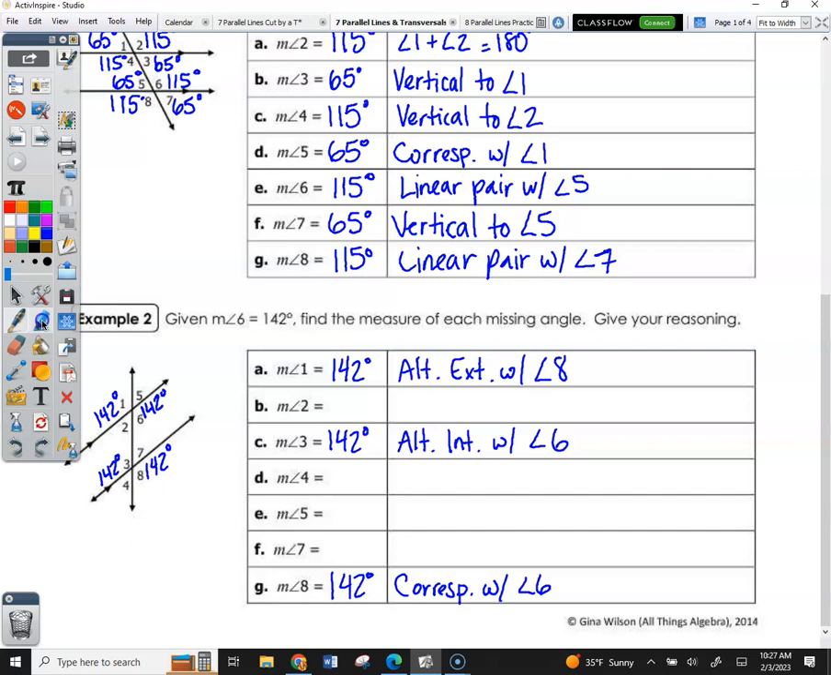Here comes a linear pair. So angle 1 and 5. They form a linear pair, so they have to add to equal 180. So angle 5 would be 38. We're going to say linear pair with angle 1.